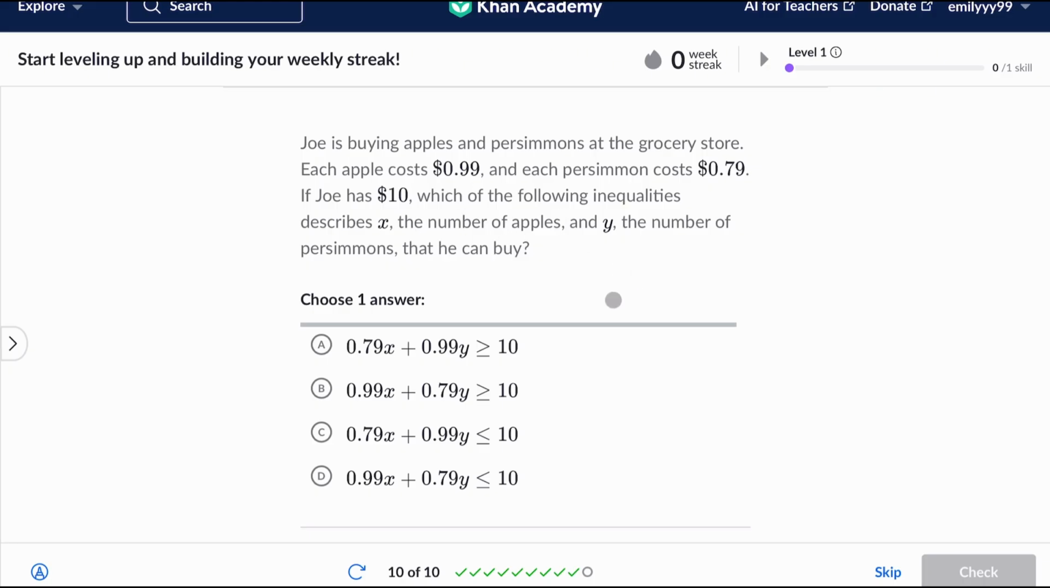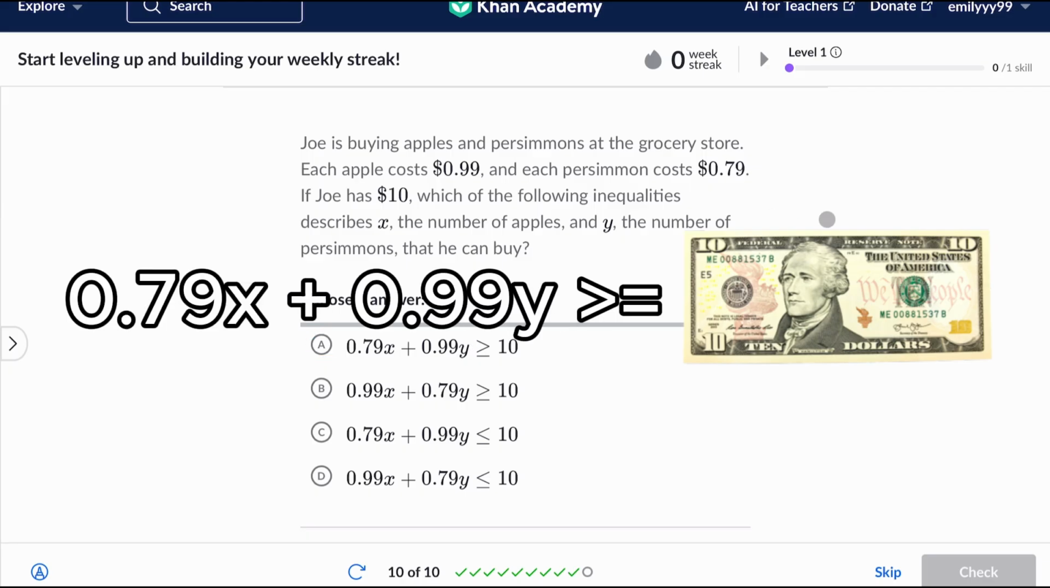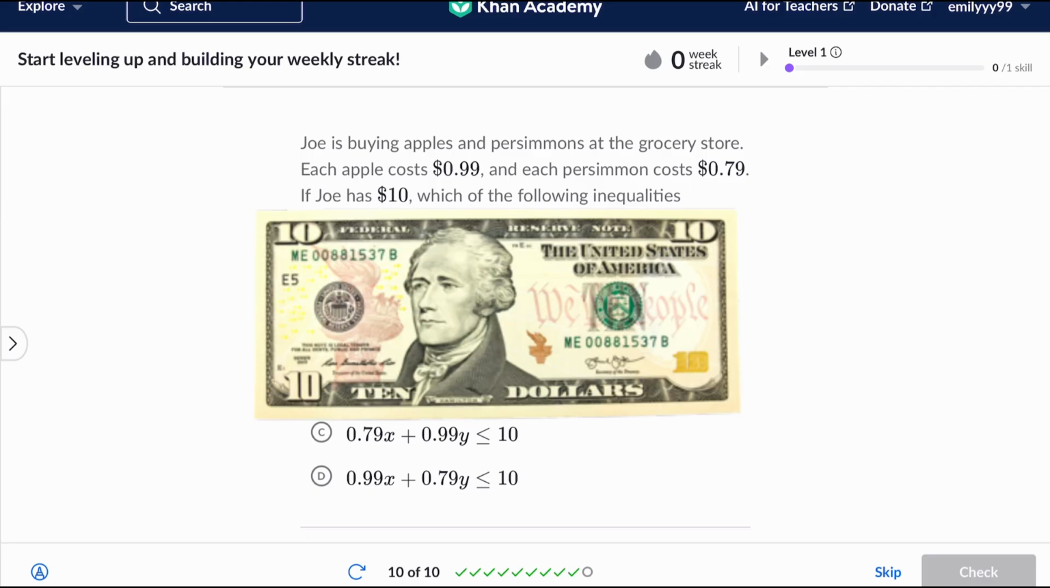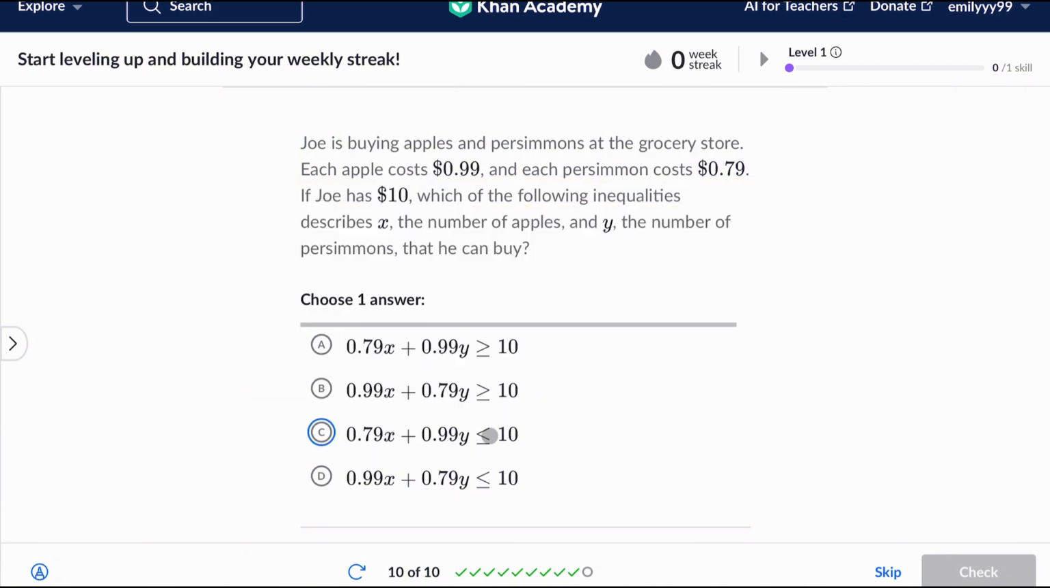So he only has $10 to use, so that means his total, which is going to be this side of the equation, has to be less than or equal to $10. He can use $10. He cannot use $10.01. So it should be one of these two. And X is the number of apples, and the apples are 99 cents each, so it should be D.